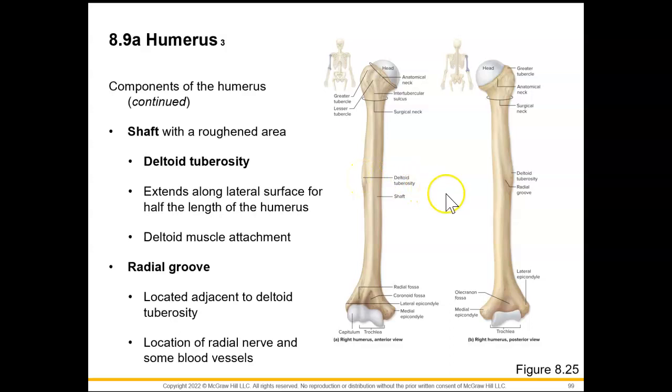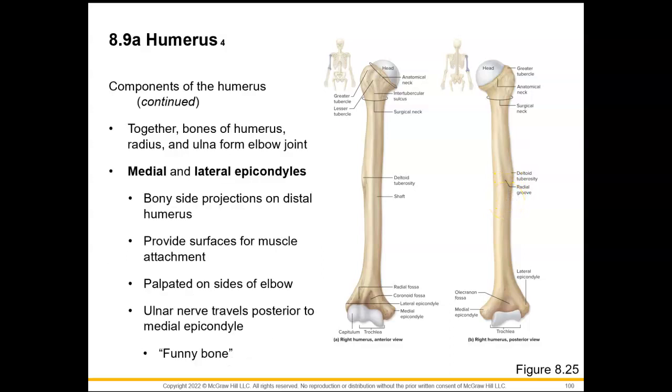If we look at a posterior view of our humerus, we have something called the radial groove. This is located just adjacent to that deltoid tuberosity, and it's where we're going to find the radial nerve and some blood vessels coursing through. Together, our bones of the humerus, radius, and the ulna form the elbow joint down in here.